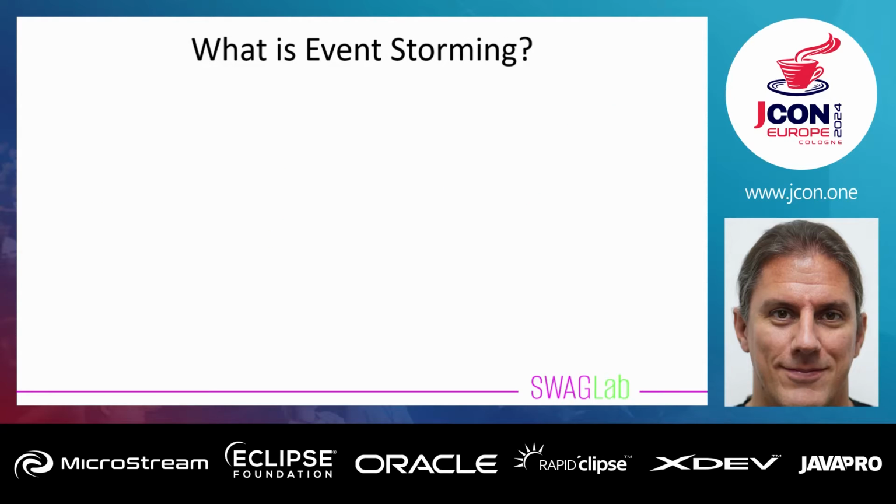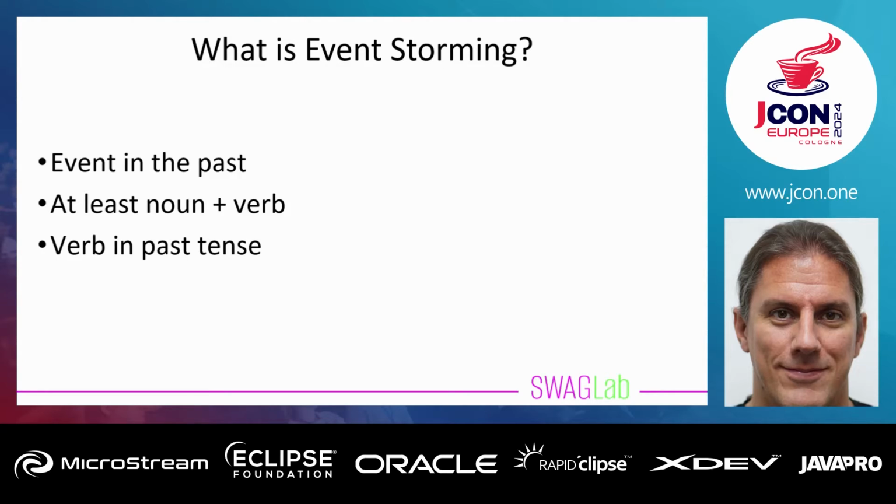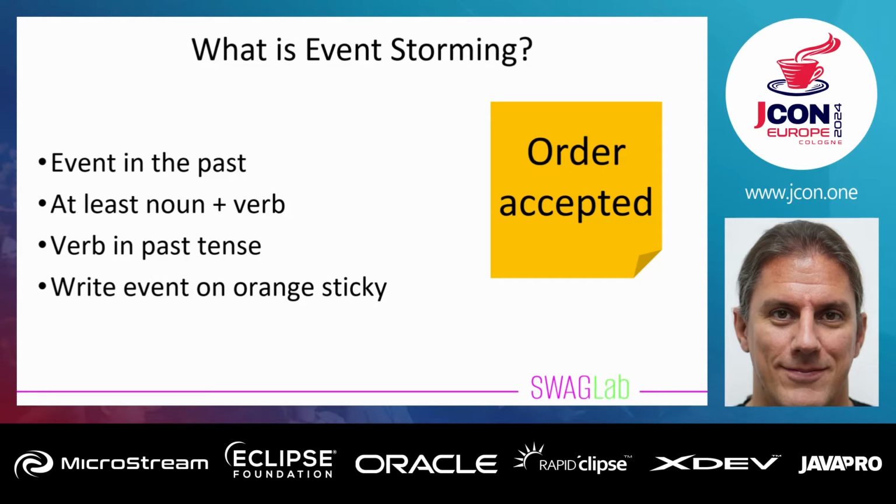The way that this works is that you write down an event in the past. So it is something that has happened. At least you have to have a noun and a verb, the verb in past tense, because it's something that has happened, and you write it on an orange sticky. So something like order accepted, right?